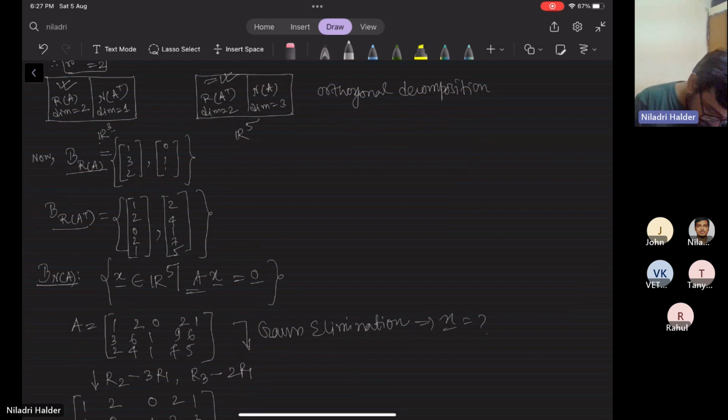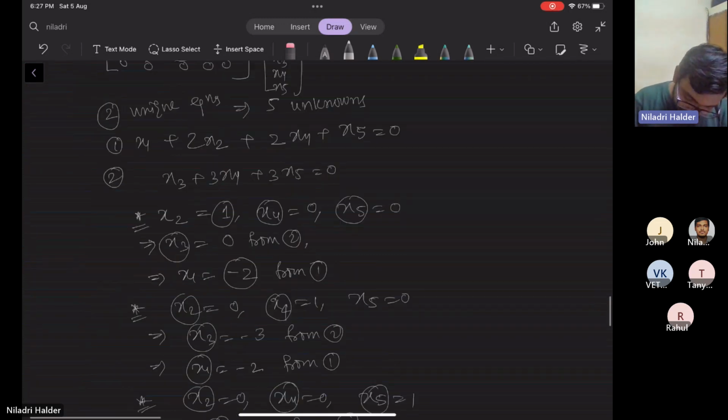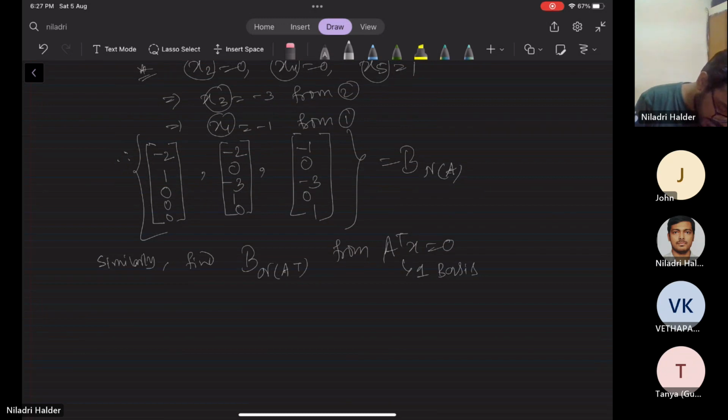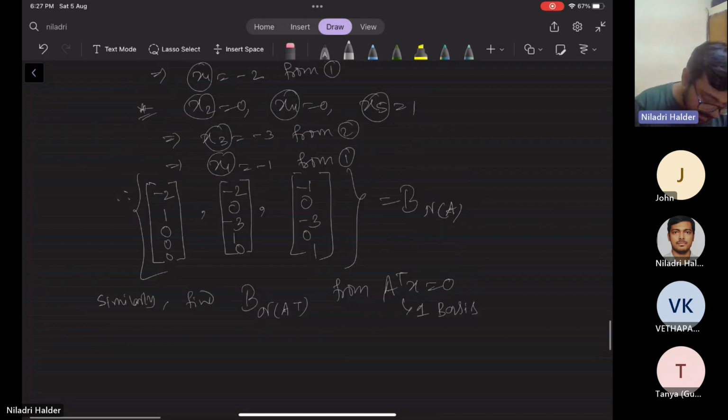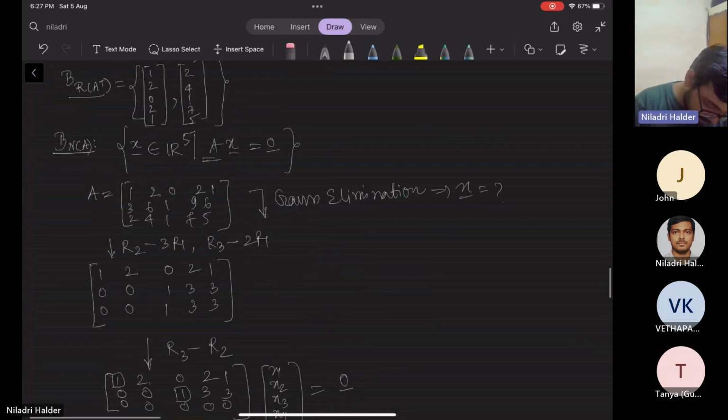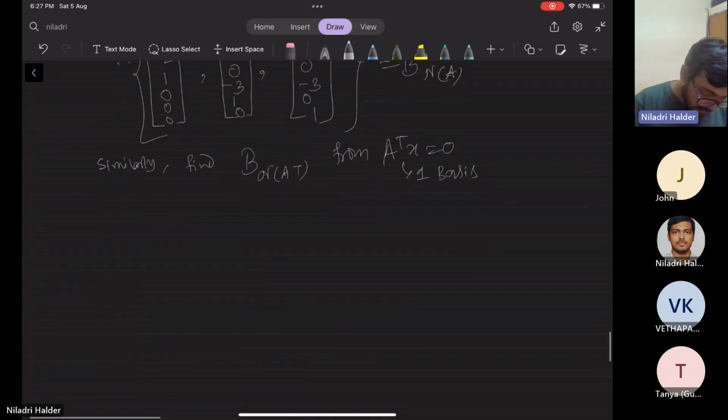So let's take the range space of A transpose. Let's take this vector 1 2 0 2 1 from the range space of A transpose, and another vector from the null space of A, which is minus 2 1 0 0. If we multiply this minus 2 1 0 0 transpose with this 1 2 0 2 1, this will give 0, as they are orthogonal.